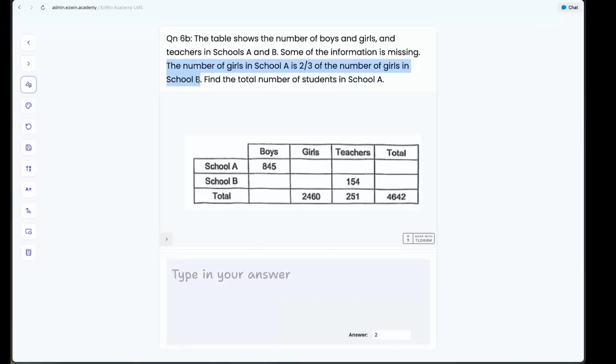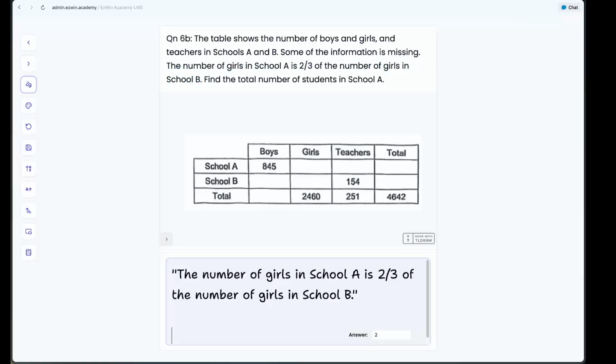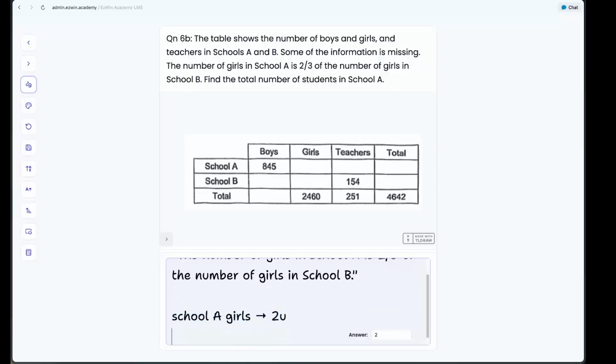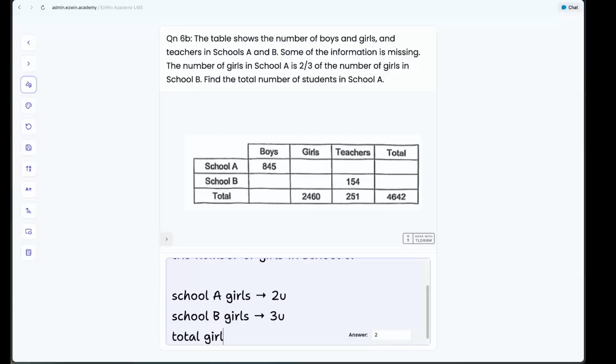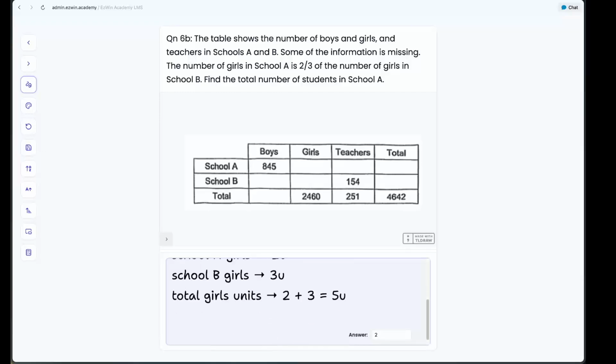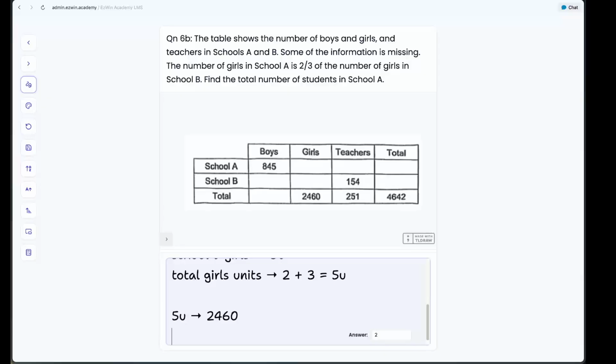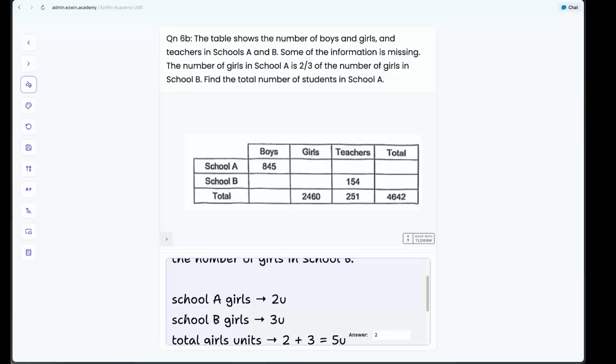Since this statement over here means school A girls is 2 units, school B girls will be 3 units. So total girls units will then be 2 plus 3, and this will give us 5 units. So that means 5 units is 2460. Then school A will be equal to 2 units. So 2 units will then be equal to 984, which is the school A girls over here.